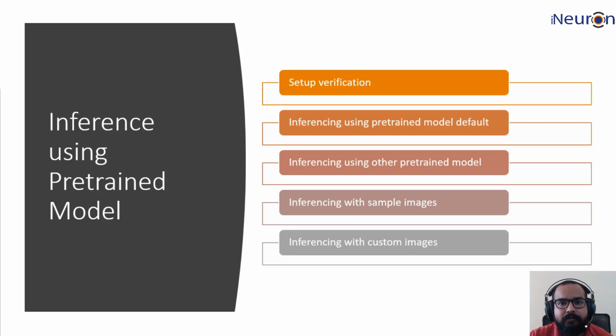Hello everyone, welcome to the lecture Inferencing using Pre-trained Model of TFOD 2.x. Here we'll be doing the setup verification, then inferencing with the default pre-trained model that is available in the Colab tutorial. Then we will try to pick a pre-trained model from the model zoo. Then we'll be testing with some sample images and then our own images. So let's jump in.